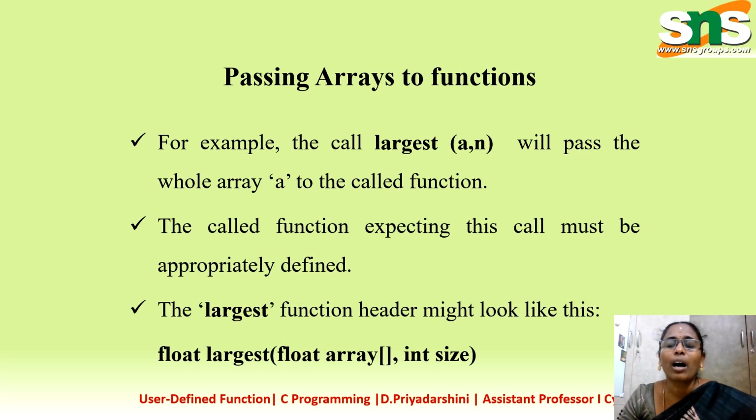For example, largest is the function name, and we call largest by passing just the arguments a comma n. We pass the whole array a to the called function. The called function expecting this call must be appropriately defined. The largest function header might look like this: float largest(float array[], int size). The array holds the values stored in the array. Int size represents the number of elements of the array.